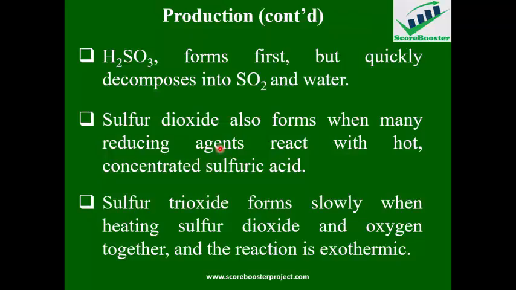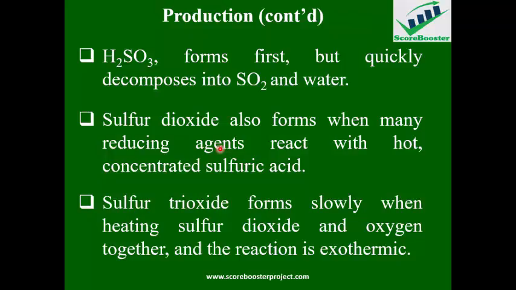Sulfur dioxide also forms when many reducing agents react with hot concentrated sulfuric acid. Sulfuric acid is H2SO4. A reducing agent is to reduce the oxygen. In fact, you can even use a dehydration reaction to form this. If you remove the elements of water from this, you form sulfur dioxide. If you have a reducing agent like H2S, which is a very strong reducing agent, it reduces H2SO4 to sulfur dioxide.